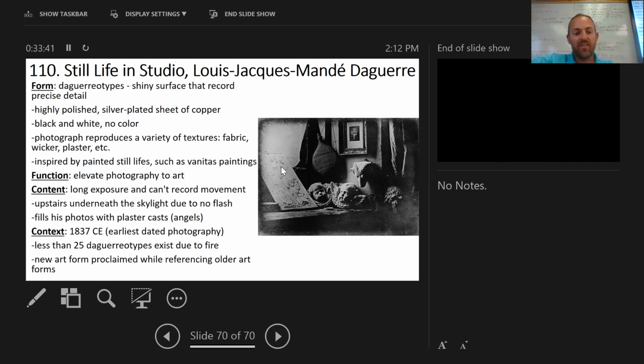As far as context goes, this was produced in 1837. And again, there are less than 25 daguerreotypes that exist today due to a fire. It destroyed all of them. So this is a new art form proclaiming itself while at the same time referencing older art forms. So it'll reference those vanitas paintings, but it's a new art form in the same token. So it's very romantic, right? This idea of taking an idea and just modernizing it. We've seen a lot of that in the 1800s. So this is no different.